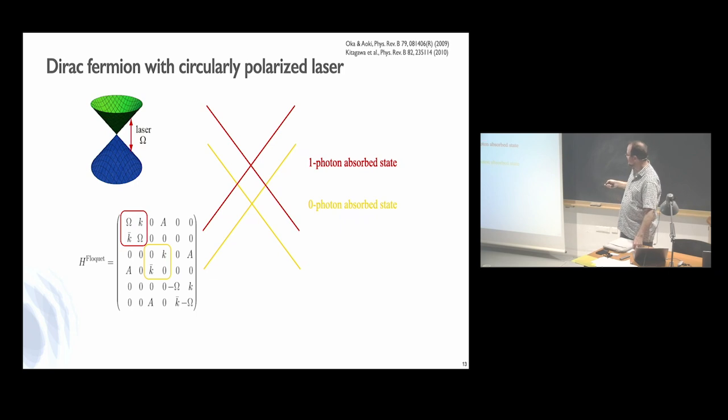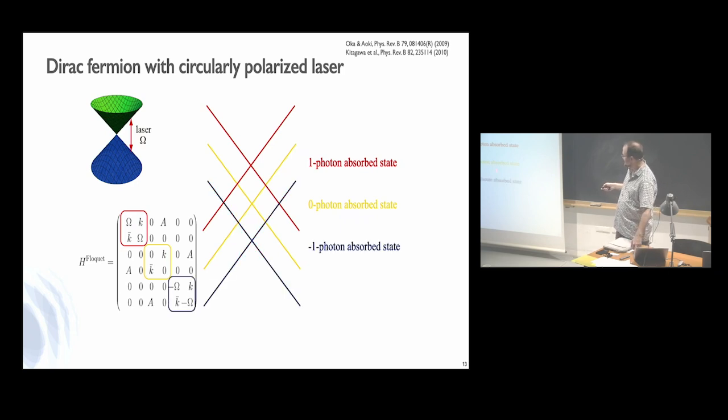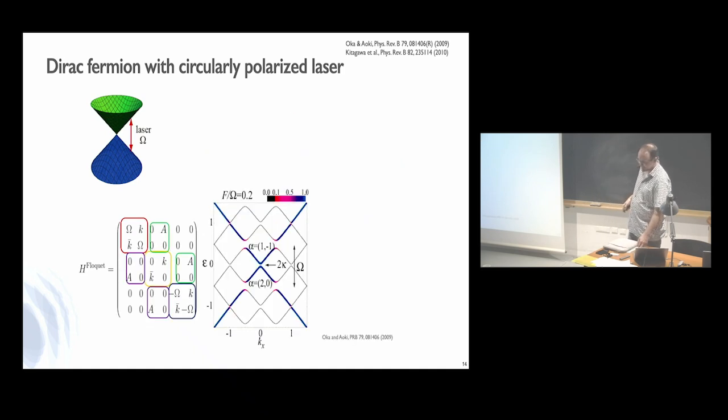But then you add the 1 photon absorbed copy. These are so-called Floquet sidebands. I will discuss them a bit more later. The -1 photon absorbed state. And the interesting stuff happens on the off-diagonals. And this is also where the polarization of the field will come into play. In combination with the winding sense of the Dirac fermions, they lead to matrix elements that are non-zero only on certain parts of this 2x2 off-diagonal matrix part here.